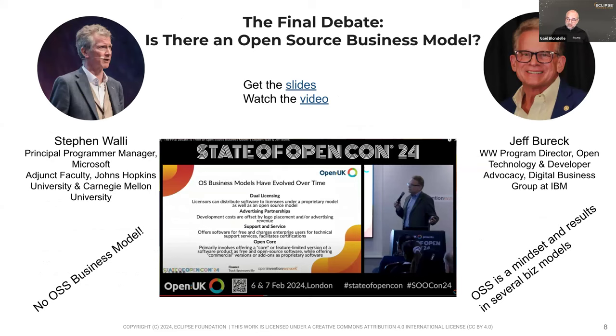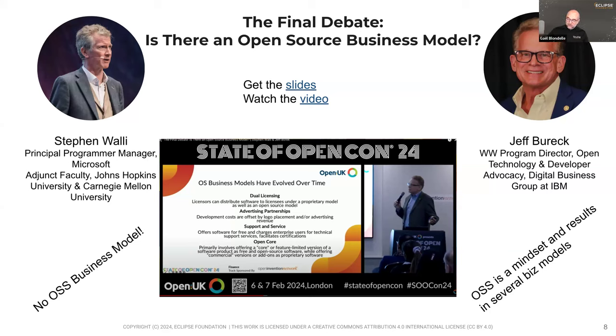And if you want to go one step further, I was lucky to be at the State of the Open conference in London in early February, just after FOSDEM. Steve Woolley and Jeff Burek, who have been doing open source for 20 years or maybe more, were at the closing session, which was about, is there an open source business model? We will provide the link to the slides and the link to watch the video. But more or less, you had two positions. The position of Steve Woolley is that there is no open source business model, like he wrote in his articles. And the position of Jeff Burek is that open source is a mindset, and that results in several business models over the years. The business models around open source have evolved.